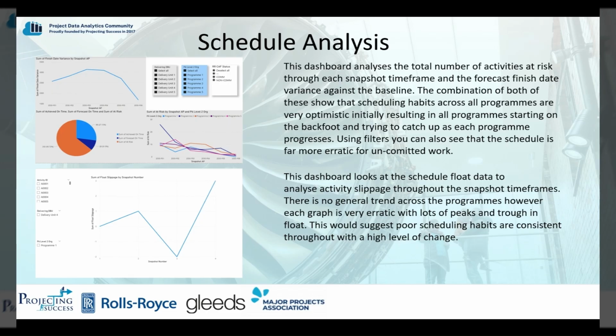The second dashboard looks at the schedule float data to analyze activity slippage throughout the snapshot timeframes. There is no general trend across the programs, however each graph is very erratic with lots of peaks and troughs in float. This would suggest poor scheduling habits are consistent throughout with a high level of change.